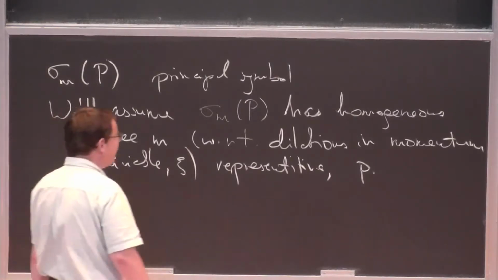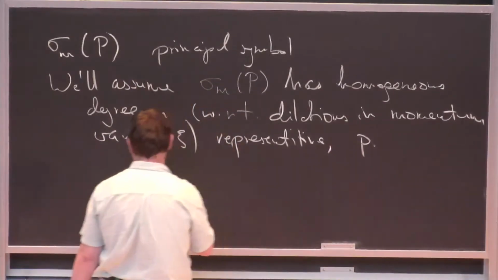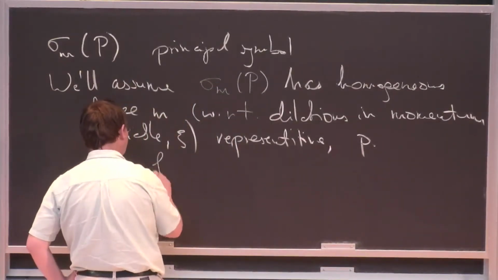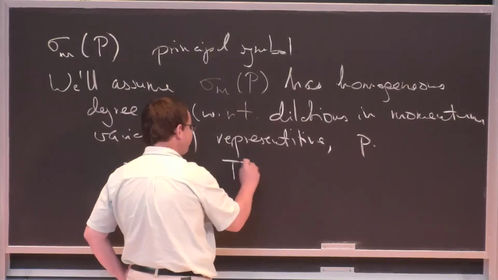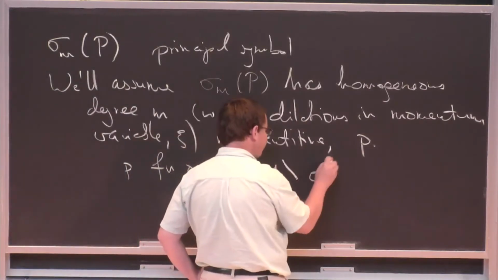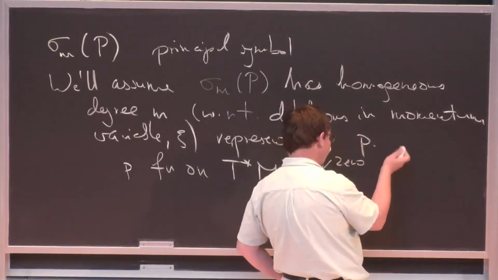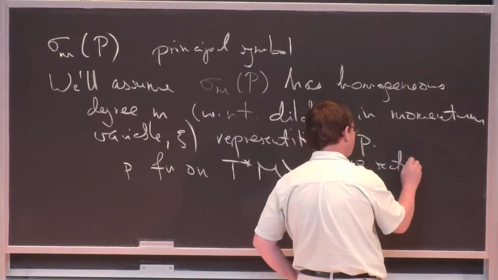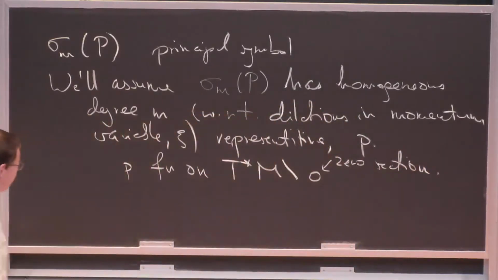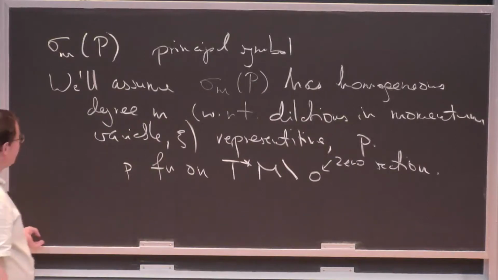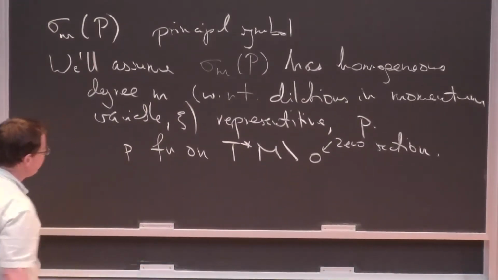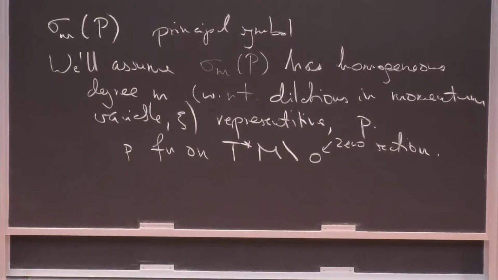Just to be slightly careful, we have to think of this p as a function really on the cotangent space minus the zero section, right? Apart from polynomials, homogeneous functions have a tendency of not being smooth there. Okay, so good. One reason I wanted to do this is because I want to talk a bit about phase space in a more detailed picture.